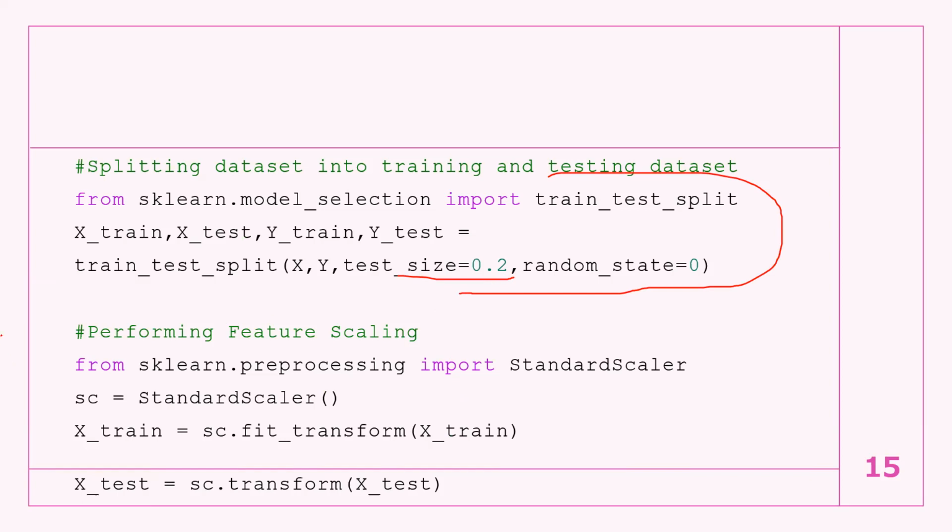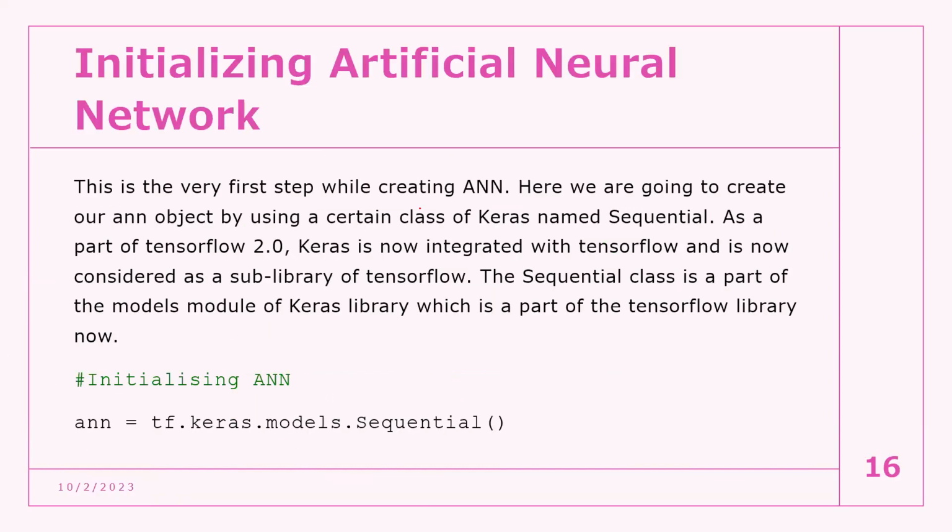We need to scale the data. Now see, these are the steps that we did before also, right? So the pre-processing is exactly the same. Only change is when you start running the model. Now we need to initialize ANN. We are using ANN now, so we'll have to initialize ANN. So for ANN we say tensorflow.keras.models.Sequential. The very first step while creating ANN is to create an ANN object. As part of TensorFlow 2.0, Keras is now integrated with TensorFlow, so you don't have to worry about Keras separately.